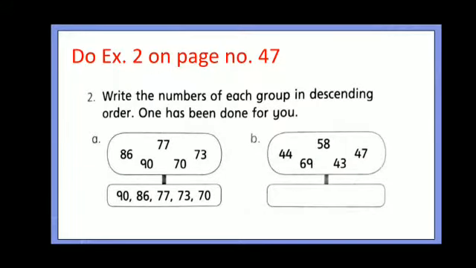Now open page number 47 and do exercise 2. Write the numbers of each group in descending order. Here one example has been done for you. Now complete all the parts in your book.